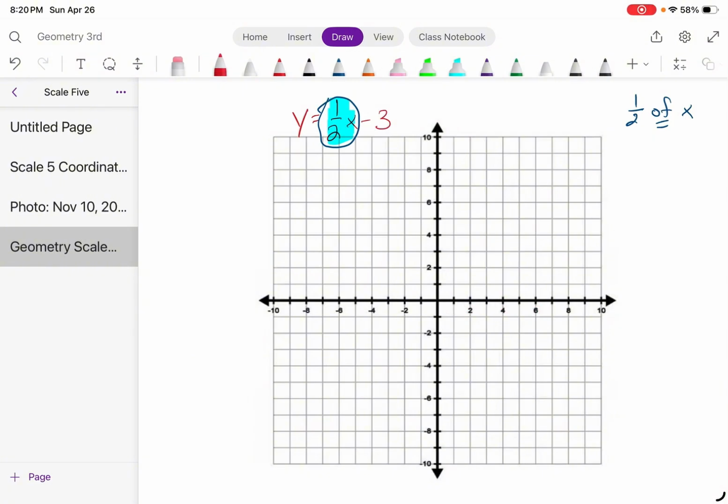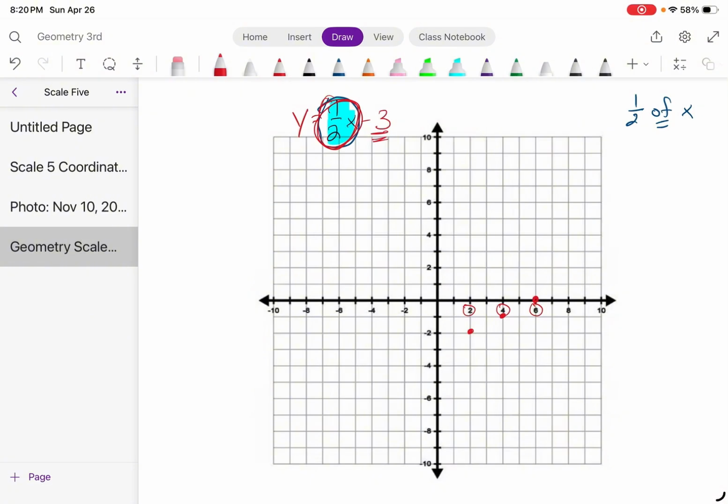So let's start with 2. We're going to do half of 2, which is 1. When we subtract 1 minus 3, we get a -2. When I plug in 4, we do half of 4. That's 2. When I do 2 minus 3, don't forget about this minus 3, I get -1. Half of 6 will be 3. 3 minus 3 is 0, and that's what we're going to call the x-intercept.